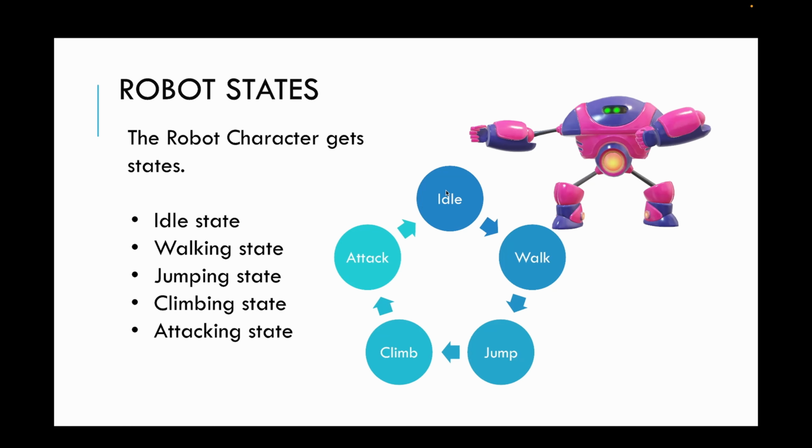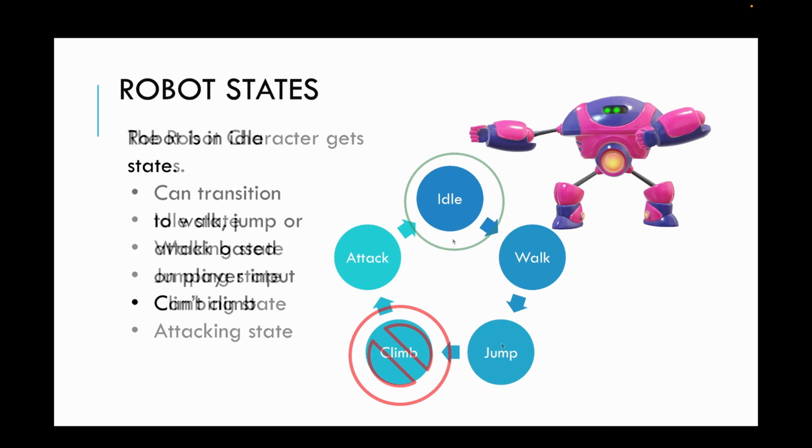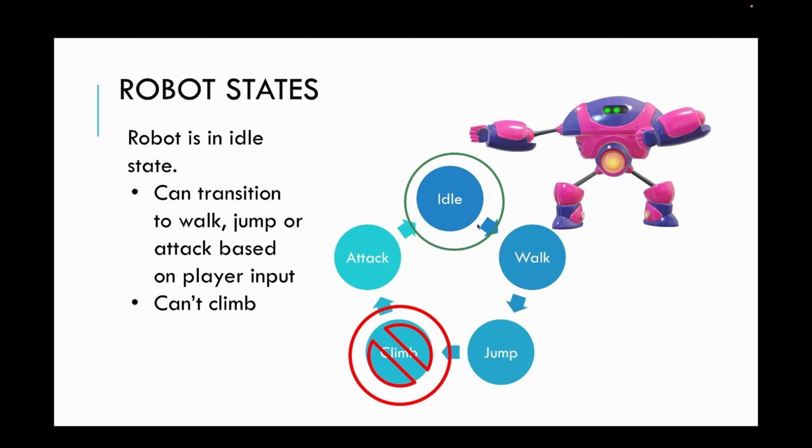Meanwhile, while you're jumping, we can say, hey, you can transition to fall and idle or to climb, but you can't transition from jump to attack, because that's what we don't want our character to be able to do. So if your robot is in idle state, you can transition to walk, jump, or attack based off of player input, but you can't climb. If you're idle, you're standing still, you can't climb on anything. There's nothing to climb on. So you can dictate what states you can go to.